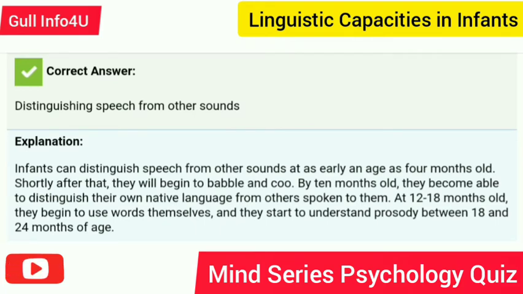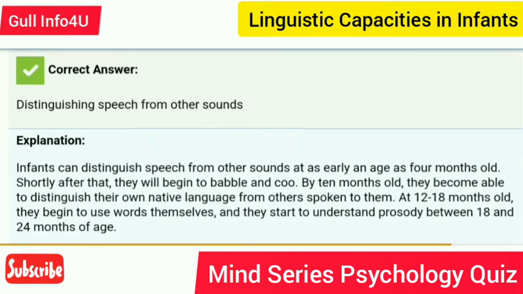Here comes the correct answer. Distinguishing speech from other sounds. Explanation of this question: infants can distinguish speech from other sounds as early as 4 months old. Shortly after that, they will begin to babble and coo. By 10 months old, they become able to distinguish their own native language from others spoken to them. At 12 to 18 months old, they begin to use words themselves, and they start to understand prosody between 18 and 24 months of age.